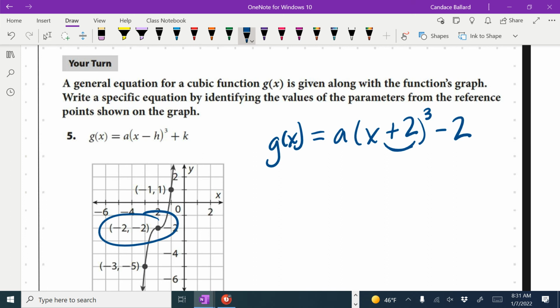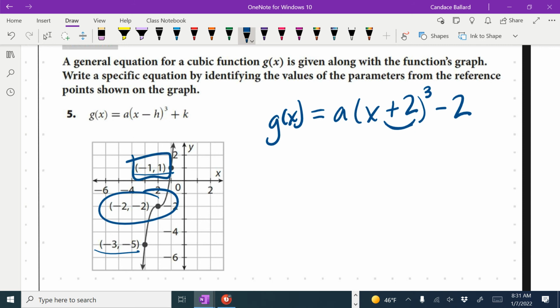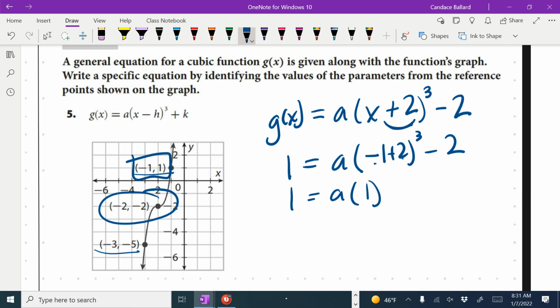All right. Now we got to get that A value. So what did we pick? Did you guys want to put in -1, 1 or -3, -5? Okay. That's what I would have figured. All right. So what are we putting in for the Y value or the G of X? 1. Good. Equals A times what's going in for the X value. Good. All right, so 1 equals A. What's -1 and +2? Oh, we got 1 again.